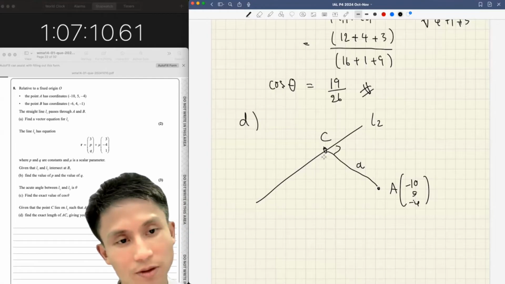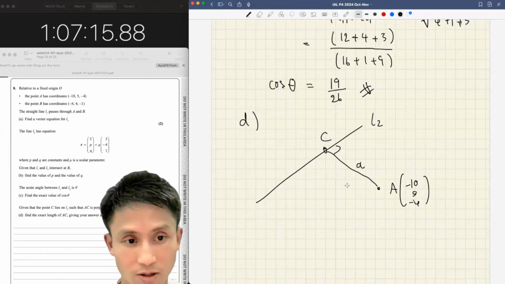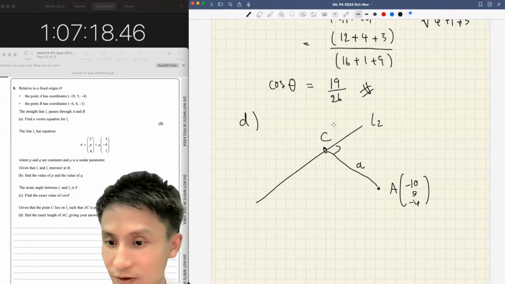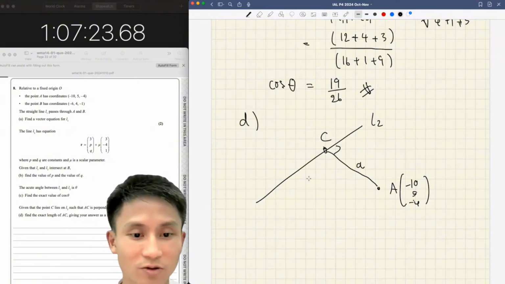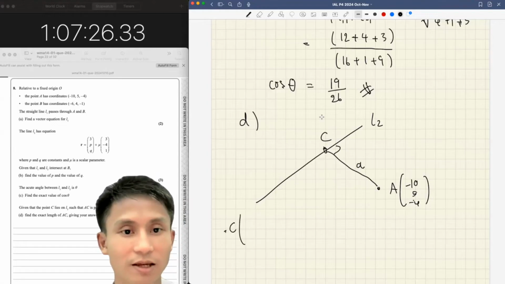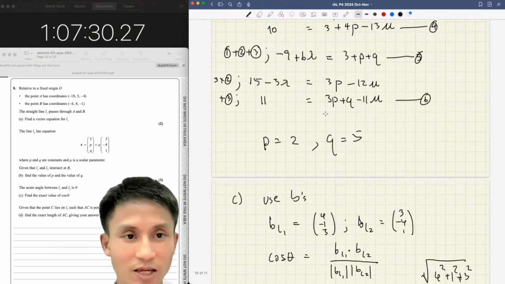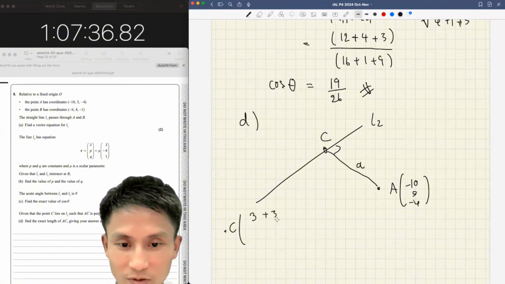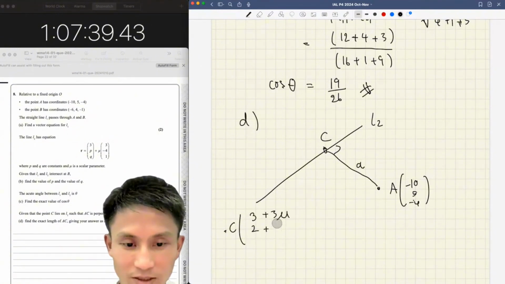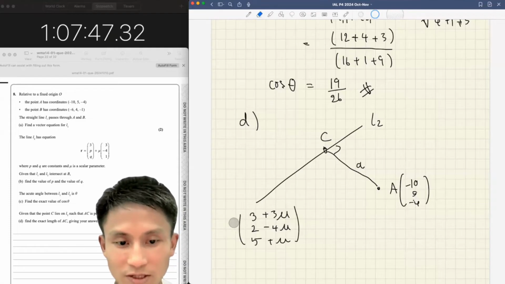So we do vector AC first. Yeah, C lies on L2. So if C lies on L2, the coordinate of C would be, we just got our line here. So P is 2, Q is 5. So it's going to be 3 plus 3 mu, 2 minus 4 mu, and 5 plus mu. That's my point C, for example.